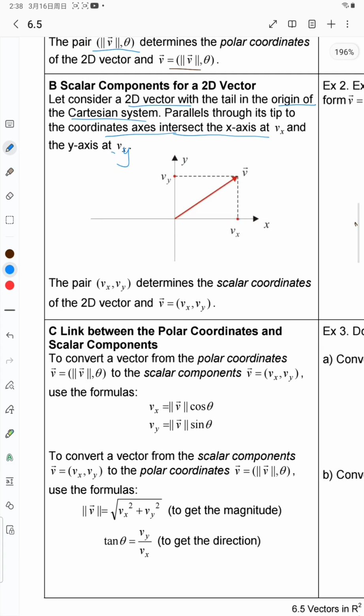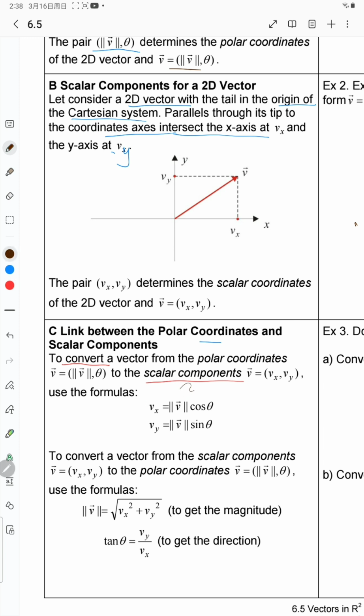Then the link between the polar coordinates and the scalar components, we also know, so it'll be easy breezy. If you read through this, it's about how to convert a vector from the polar coordinates. I guess this finally is a useful word, convert, right? Convert a vector from the polar coordinates to scalar components using the formulas. This is exactly our graph above, right?